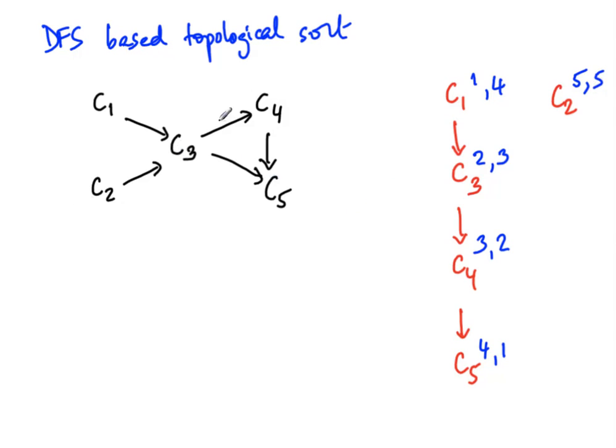So in this DFS we have computed the entry numbers and the exit numbers. Now if we enumerate this in the reverse order of the exit number, C2 has the highest exit number, that is 5. Then the next one is C1, which is 4. Then we have C3, which is 3, C4, which is 2, and C5, which is 1. And this we can see is a valid topological sort because C2 and C1 can occur in any order, they don't have any prerequisites. C3 requires both of these, so it appears after them. C4 requires C3 and it appears after that. And C5 requires both C3 and C4, so it appears after both of them.